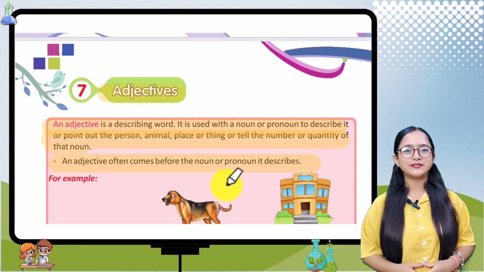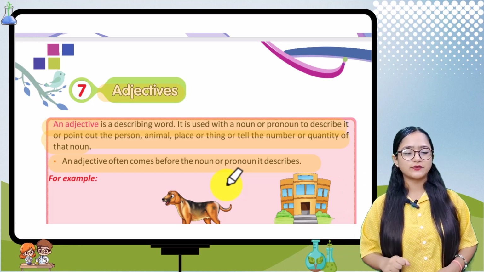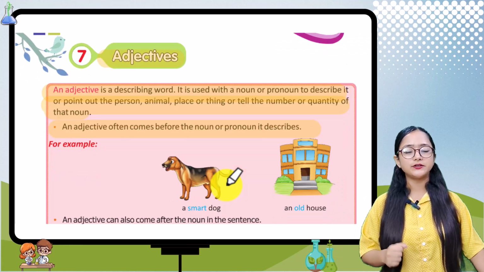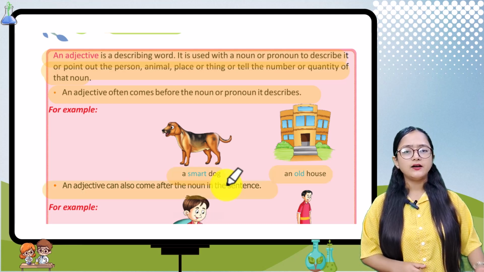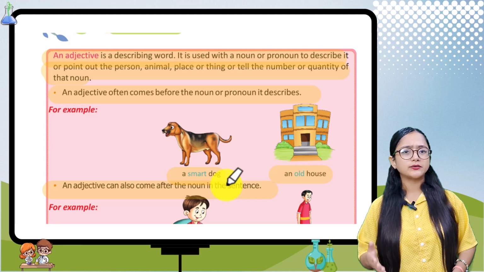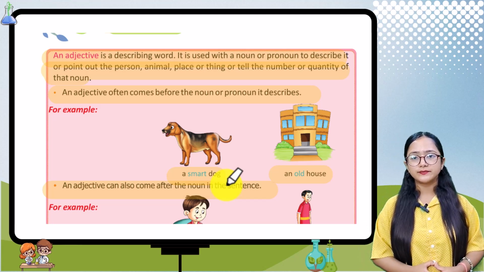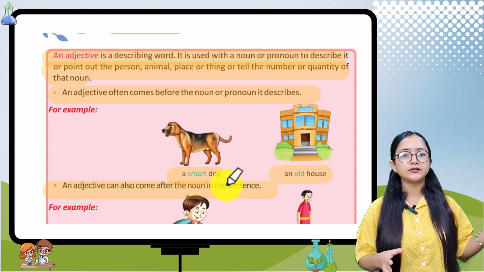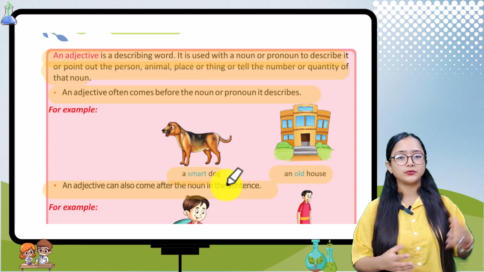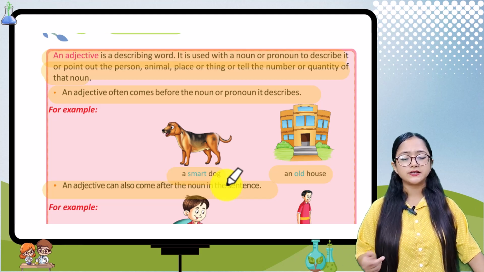I hope you all are fit and fine, and I hope you have done all the exercises of the previous chapter. So now let's move into the new chapter, that is chapter 7, adjectives. We have already discussed adjectives in the previous class. Adjectives are what? Basically, adjectives are the describing words which describe the noun. Okay, so let's know about adjectives in detail.